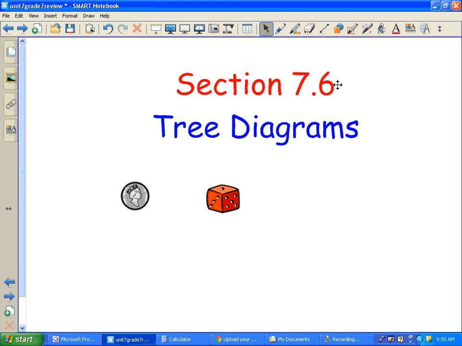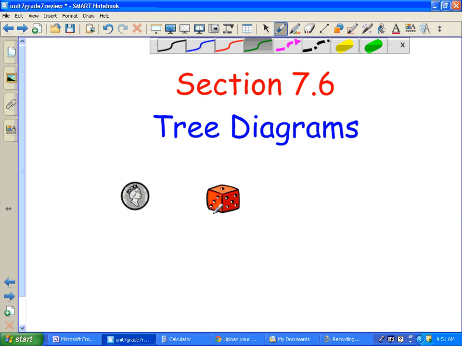Section 7.6, tree diagrams. When you're looking at a tree diagram, the reason they call it a tree diagram is because I guess it looks like branches of a tree. By the time it gets all done, you could end up making it look like that. So that's why they call it a tree diagram.